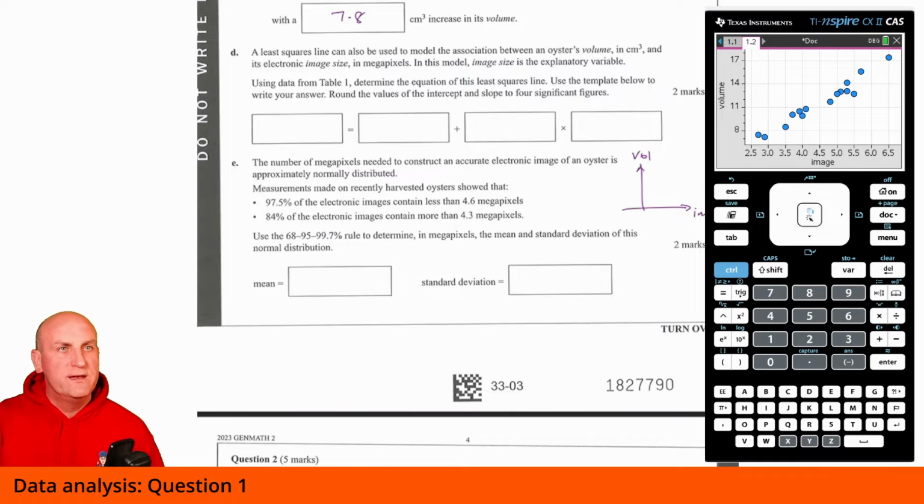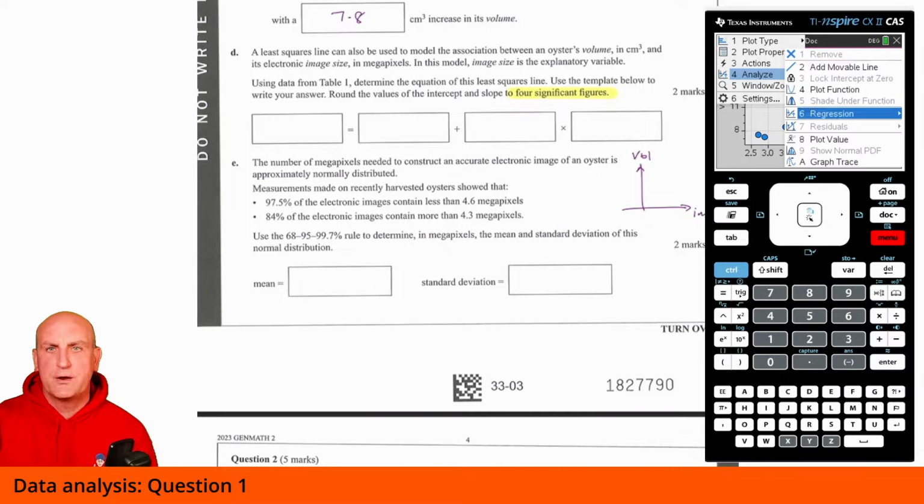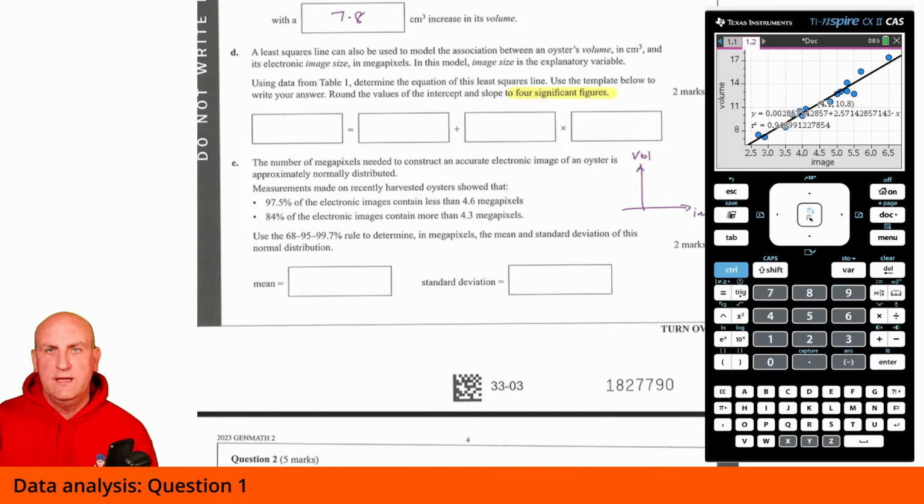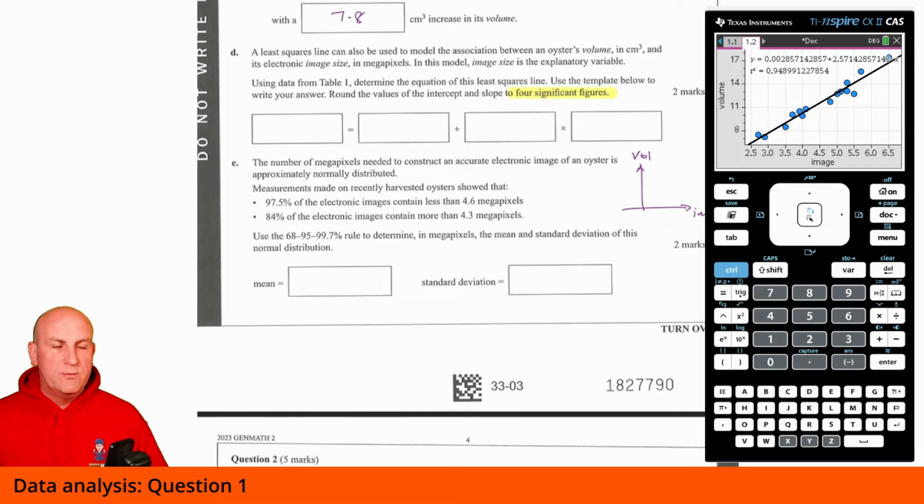Pretty animation. From the data in table 1, determine the equation of the least squares line using the template below to write your answer. Round the values to 4 significant figures. I wonder how many people are going to trip up on the 4 significant figures. So, menu, Analyze, regression, a plus bx, and move it up here so that it doesn't look like it's in the way. Now again, it's not y equals. Again, I wonder how many people put the y in there.